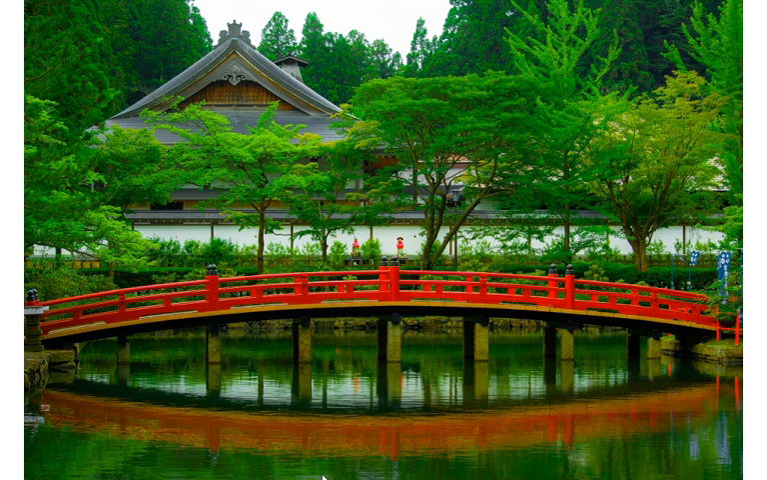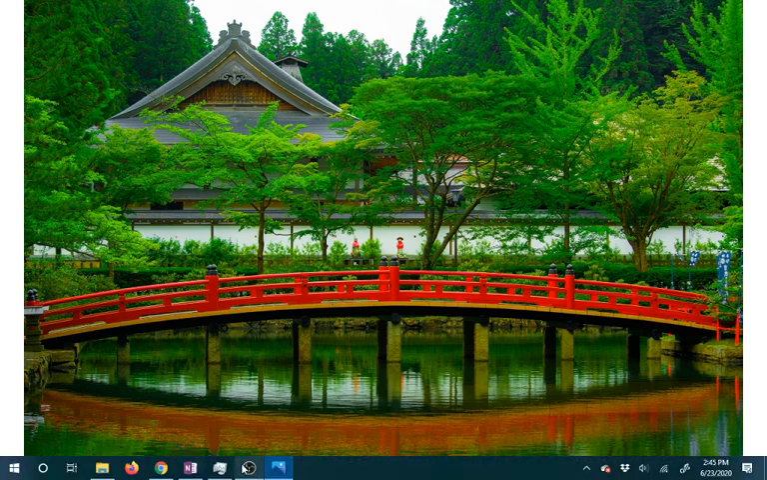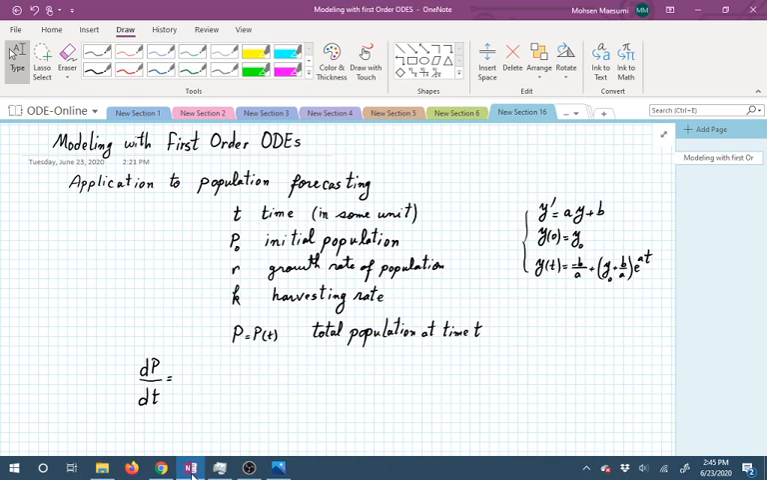We are talking about modeling with first order equations, and today we are going to take a look at population forecasting. Let's go and meet the cast of characters in this story. So we have a population story to say. Population forecasting simply refers to trying to find out how many members of a certain population are going to be out there at some time in the future.